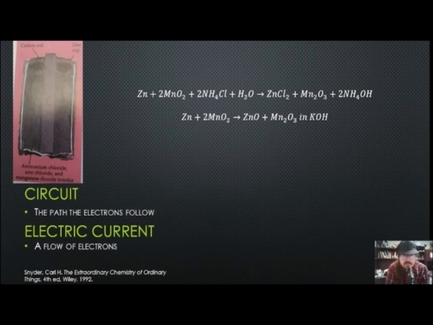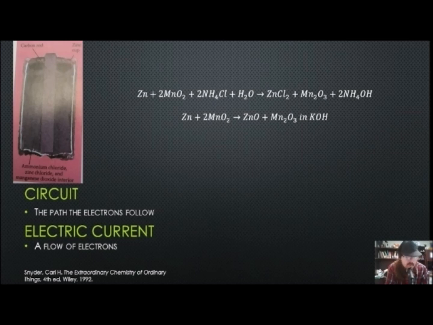Now, the zinc, instead of going to zinc chloride, goes to zinc oxide. But the manganese does the same general process, goes from Mn4+ to Mn3+. And these have a much longer shelf life, though when they explode, they do form crystalline potassium hydroxide on the surface. So not super safe when they explode, but they last a lot longer.